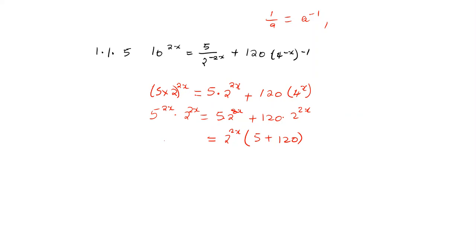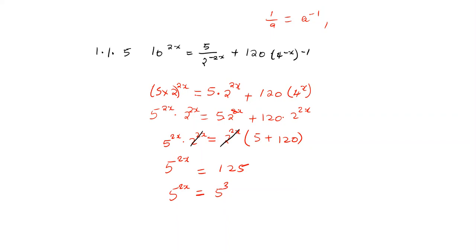Then you go back to the left hand side, wherein you'll have 5 exponent 2x multiplied by 2 exponent 2x. Then when we move on quickly, we realize that these two here will divide each other. You will end up remaining with 5 exponent 2x equal to 125, because 5 plus 120 is 125. So you ask yourself, what is 125 in terms of a base and an exponent? We'll have 5 exponent 2x equal to 5 exponent 3.